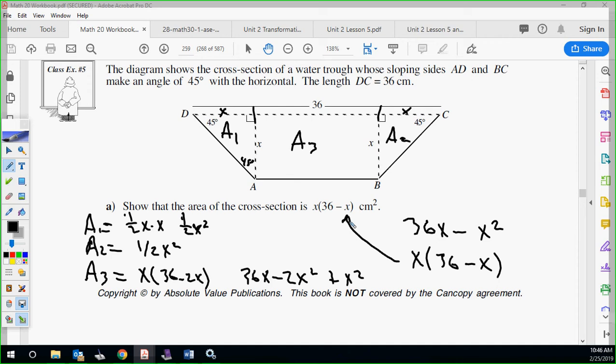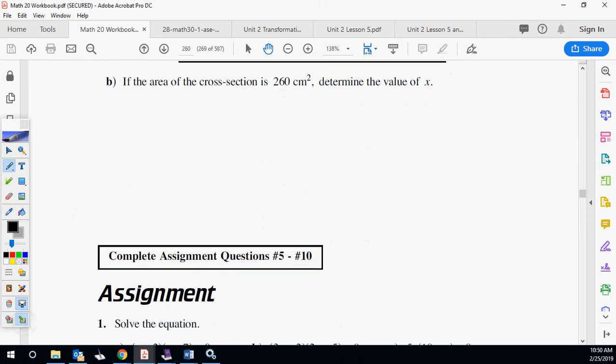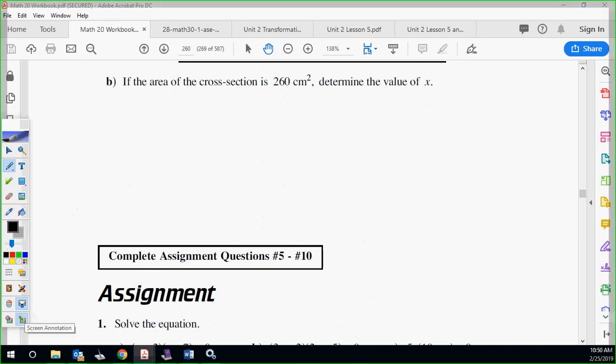In part B, the next page tells us what the area is, and we're going to solve for x. So it tells us that the area is 260. So we're going to change that back to 36x minus x squared equals 260.